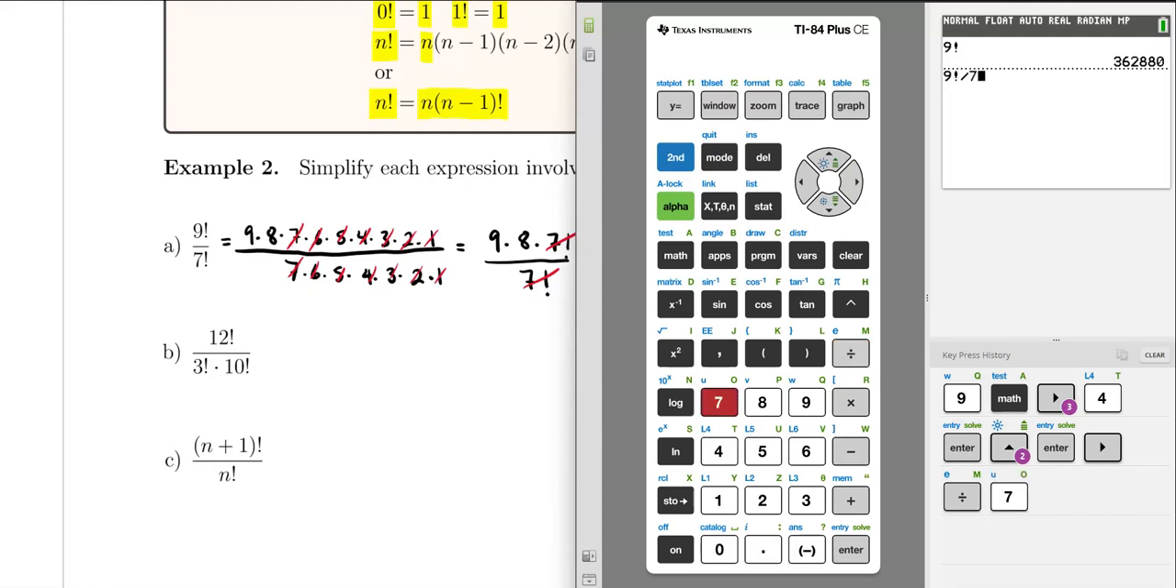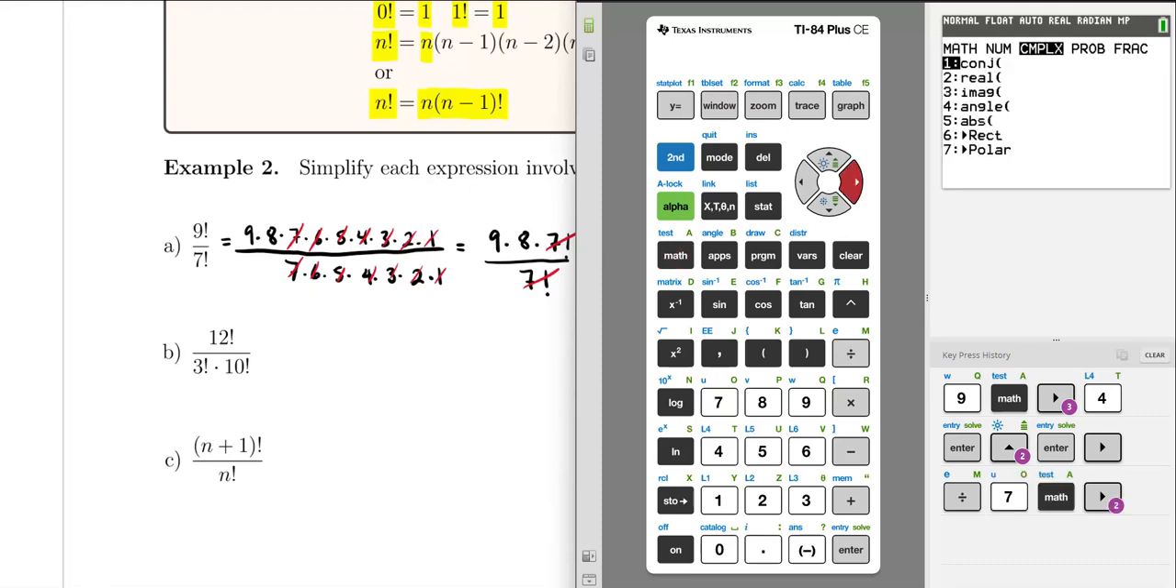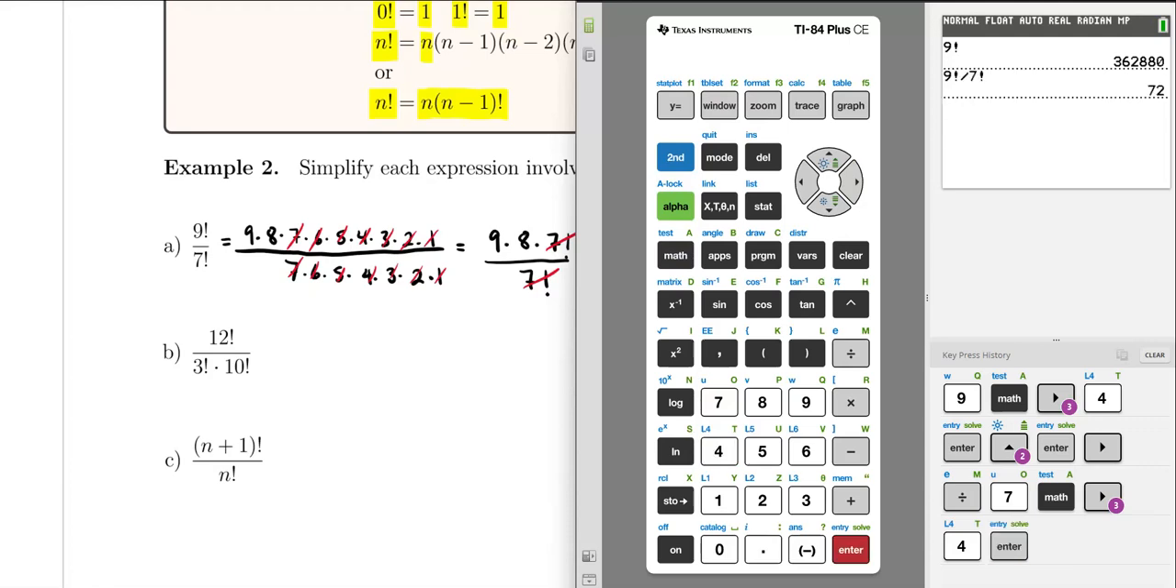So we click on a 7, go back to Math, Probability, option 4, and there you go. 9 factorial divided by 7 factorial is equal to 72, which is exactly what we got. Okay, now let's go ahead and take a look at another example here.